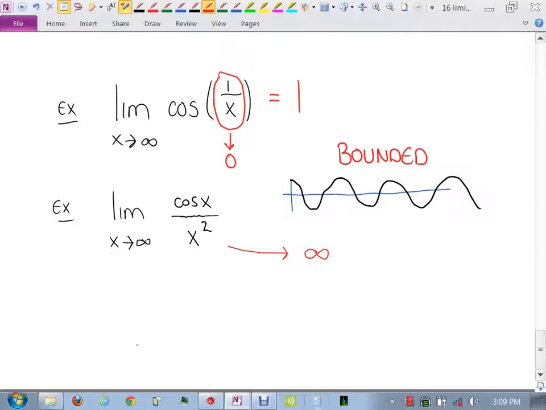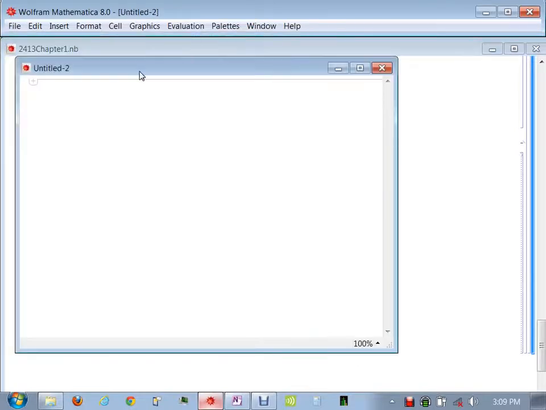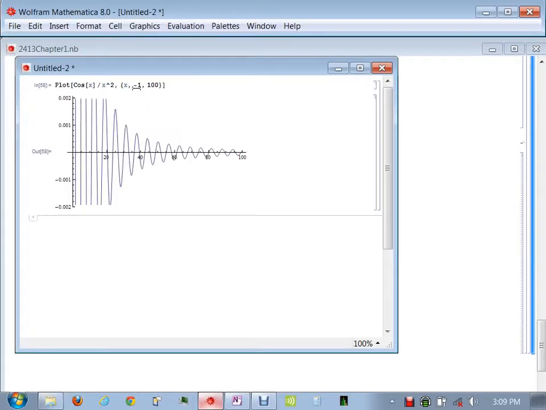I think it's worth looking at the graph of this. Let me see if I can throw the graph up here real quick. What was it? Cosine x over x squared? There's the graph out to 100. So what's happening is cosine is oscillating, oscillating, oscillating. But the denominator keeps getting bigger, which makes the amplitude smaller.